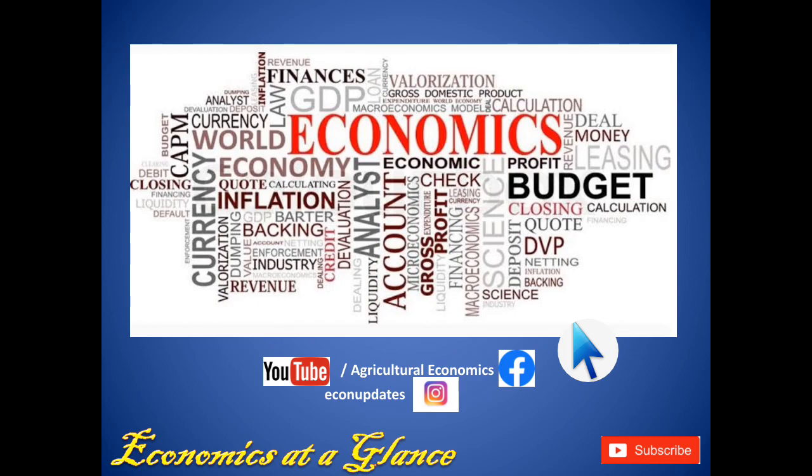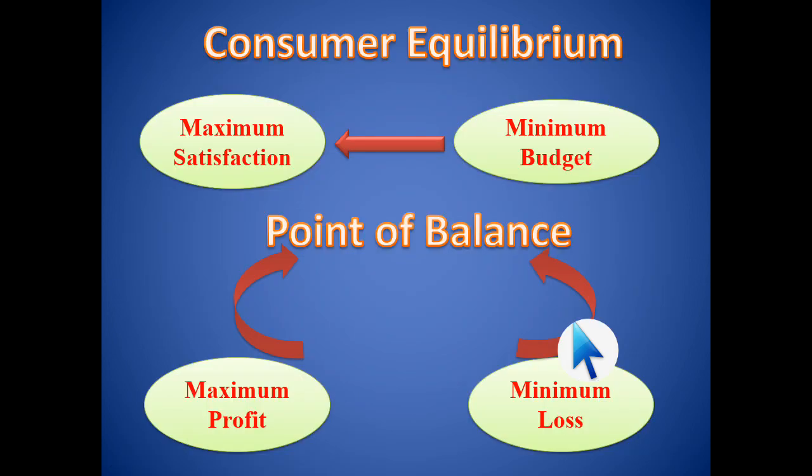So let's get started. Before we move to LDMU, let's take a brief look at consumer equilibrium. So what is consumer equilibrium? It is the point where the consumer, using the minimum budget, gets maximum satisfaction. Remember, equilibrium is a point where we are using minimum budget to get maximum satisfaction.